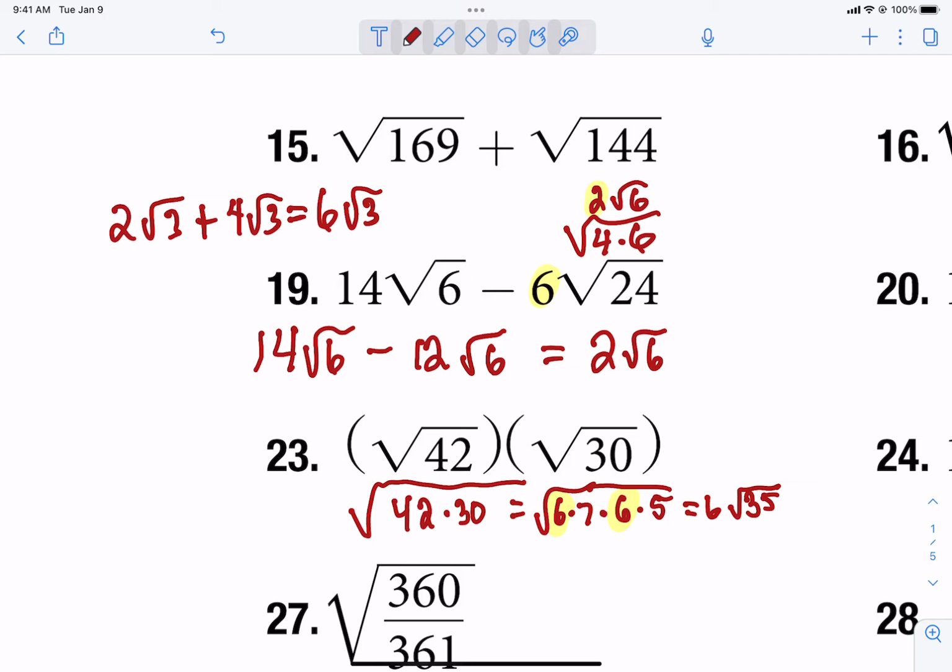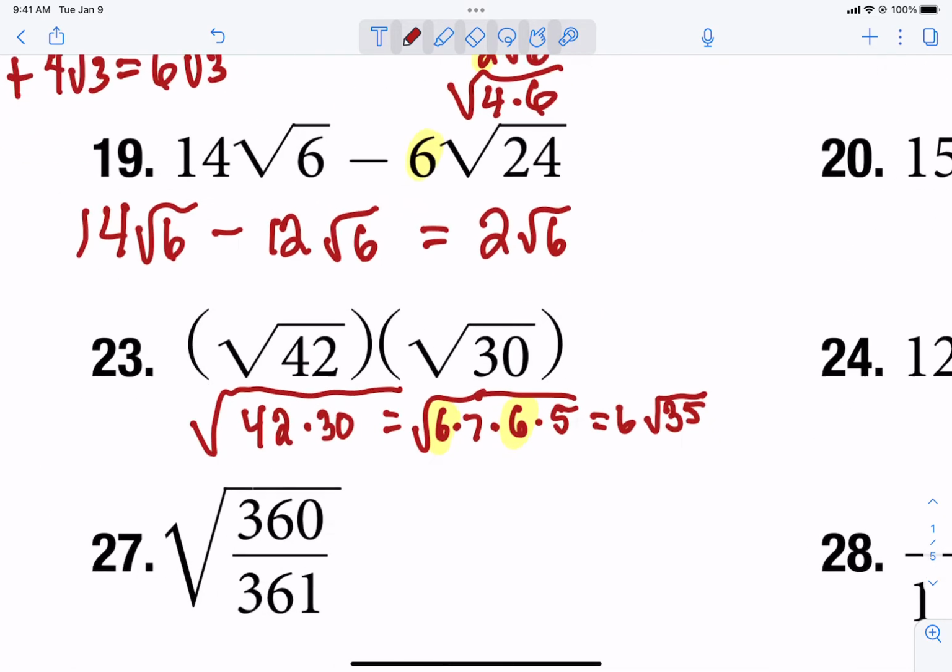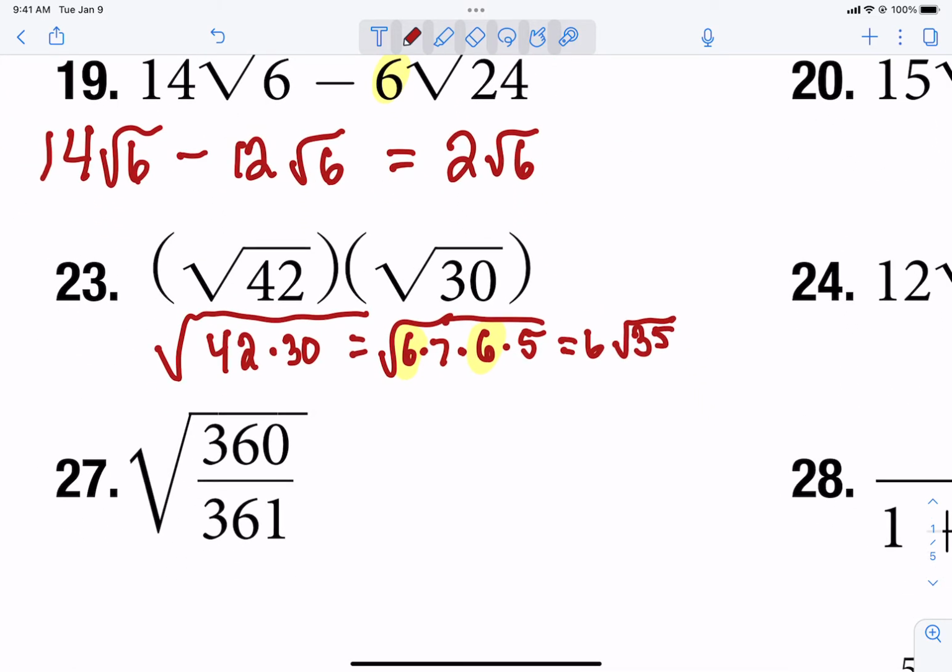So sometimes multiplying ahead of time makes things worse, because then you just have to pull it apart. If it's not a good radical, pull it apart first. Try to find matches that you can square root, and then leave the rest. So there is 23 for you.